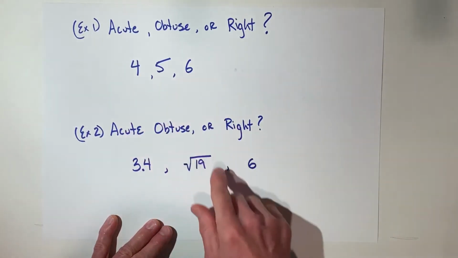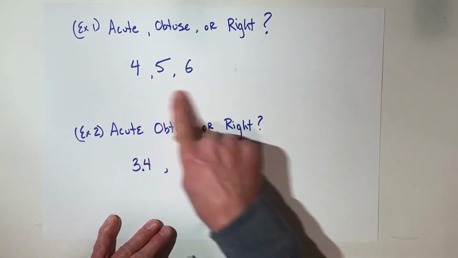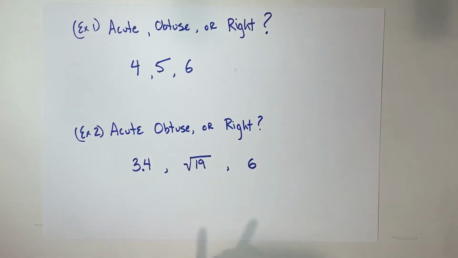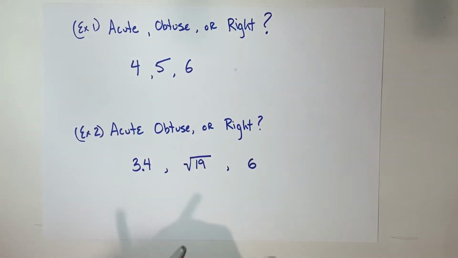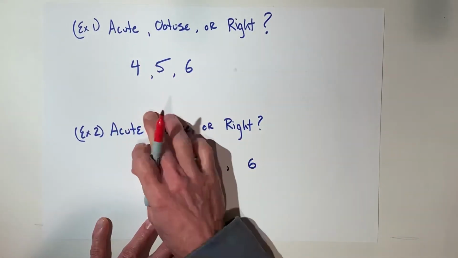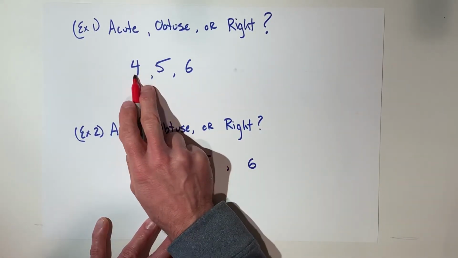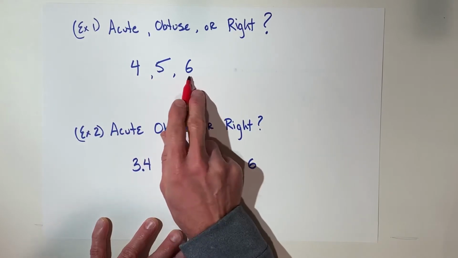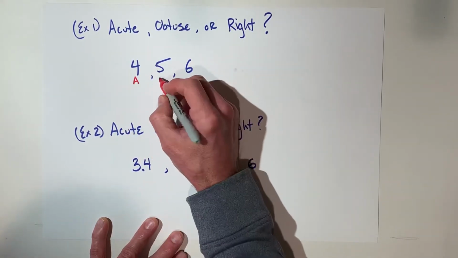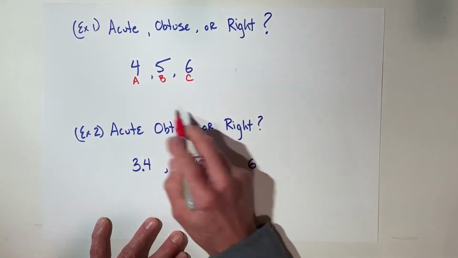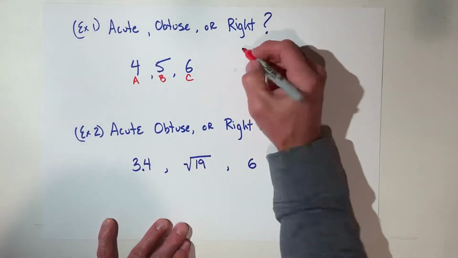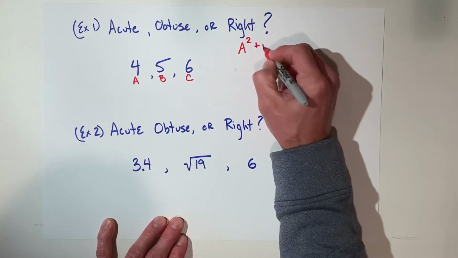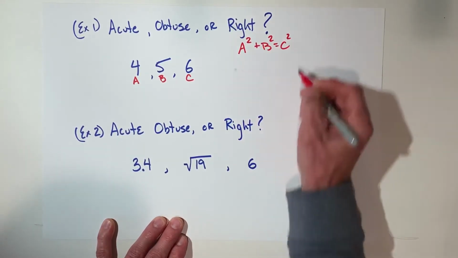I give you 3 side lengths, and I ask, is this triangle, without drawing it or sketching it, with no paper or picture whatsoever, acute, obtuse, or right? Here's what I'll do. In this problem, I can easily determine that this is the smallest side and this is the biggest side. So even though I don't have a drawing, I'm going to go ahead and put A, B, and C. I guess I could have kept C red to be consistent with the other videos, but I think we can manage this. And we know that our formula is A squared plus B squared equals C squared.